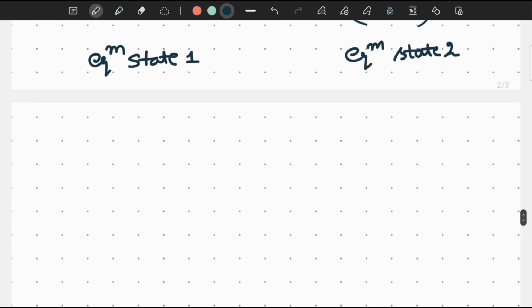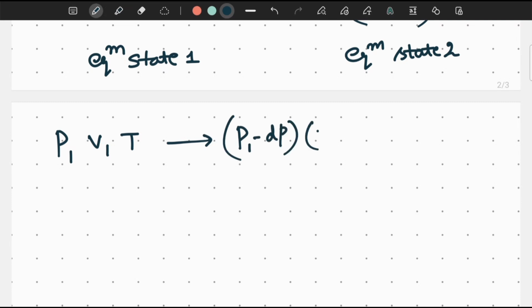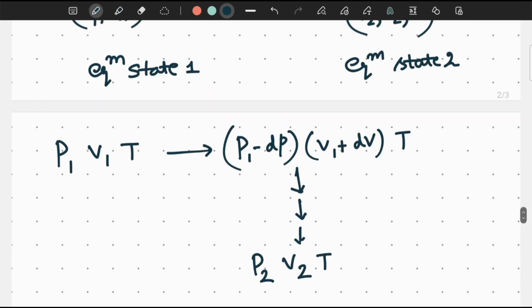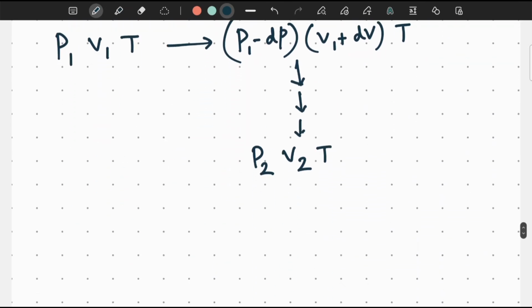So we can say that first it was P1, V1 and T. Next the pressure will be P1 minus dP, and the volume will increase to V1 plus dV, and the temperature will be the same. In this way there will be infinite steps, and after infinite steps it will be P2, V2 and T. In this way the change is occurring. This is called a reversible process because you can reverse the process. I will discuss that part later.